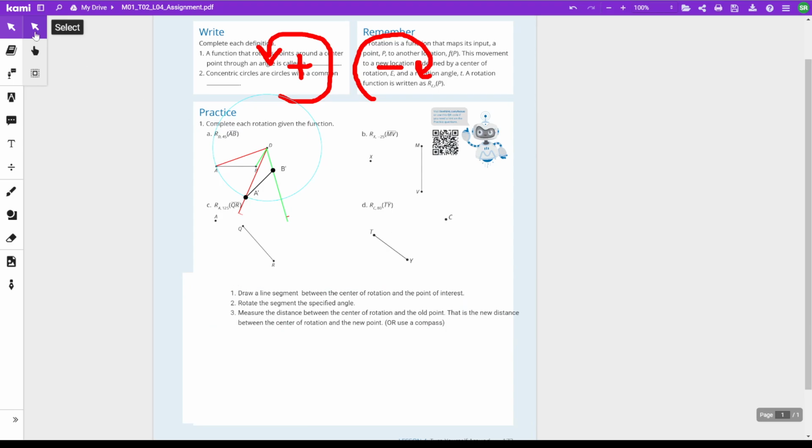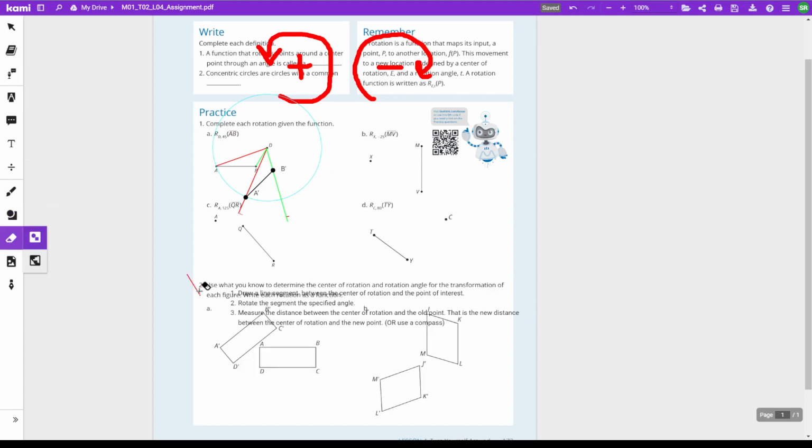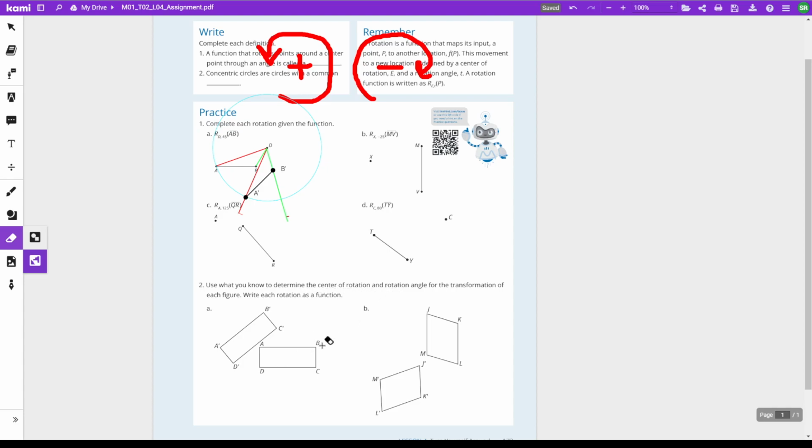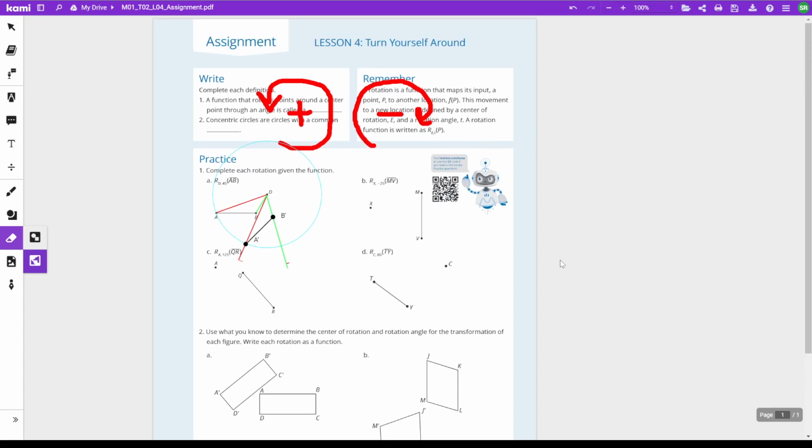Okay. And so, I'm going to leave the video there, and in the next part, I'm going to show you how to do question 2, which is a little bit different. Question 2 is asking us to determine the center of rotation and the rotation angle of the transformed figure and write rotation functions. So in the next part, I'm going to show you how to find the center of rotation for these 2 shapes that have been rotated, how to find the angle of rotation, and how to write the function. Okay, so stay tuned for that.